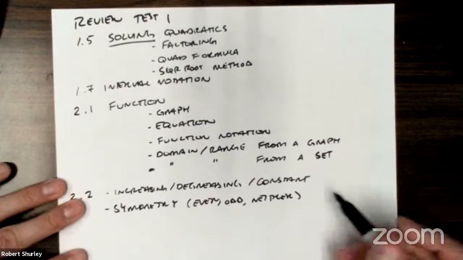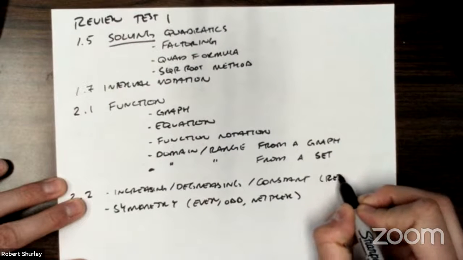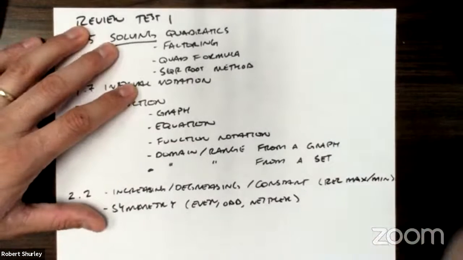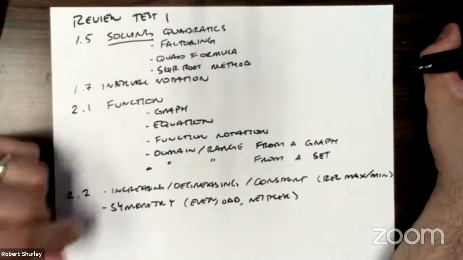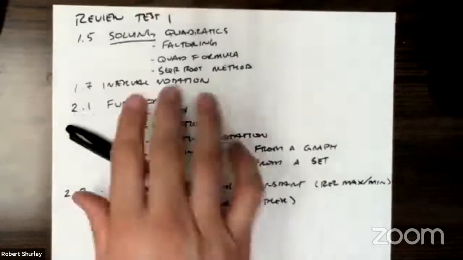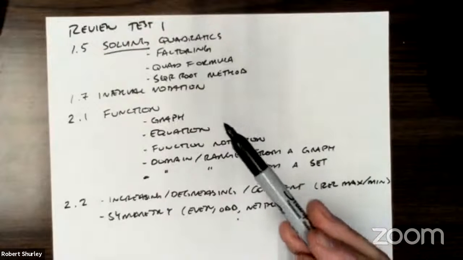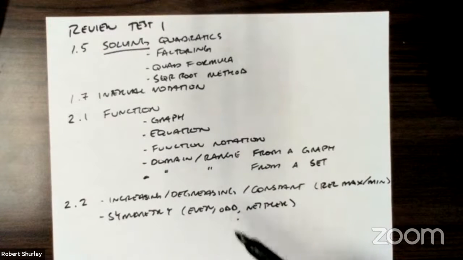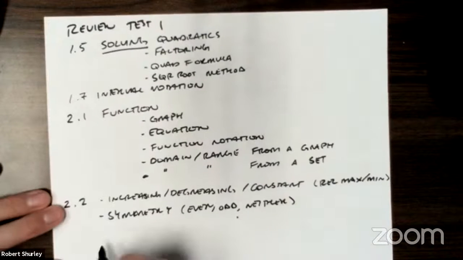Ooh, you know, with increasing, decreasing, and constant, we had the relative max and min as well. I forgot to say that. That's part of the increasing, decreasing, constant, right? Because when you're increasing and then you go to decreasing, boom, you've got a relative max. Decreasing to increasing, you have a relative min. So then we had the even and odd symmetry. And I believe the last thing in the section was piecewise functions.